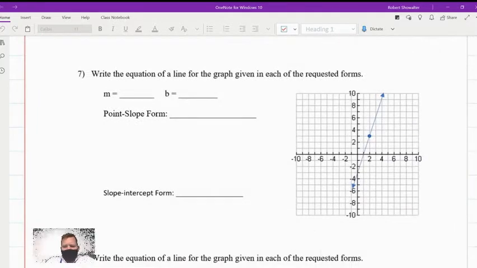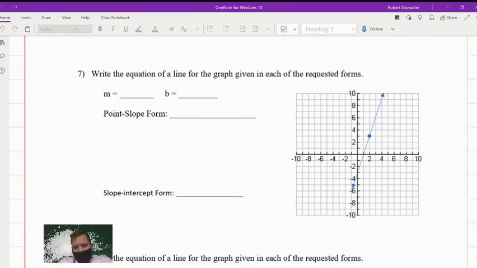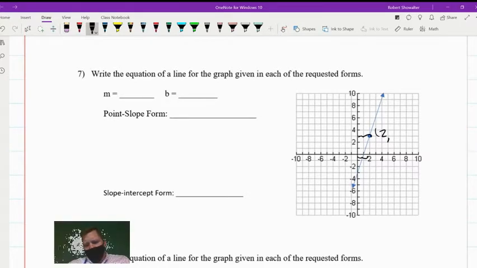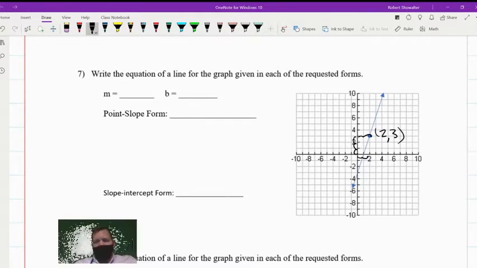But the situation is we currently don't have any points written down and we don't have any slopes written down. We're not given them, but we have the graph. So we're going to look at the graph and find this information from the graph. Right here, we have the x coordinate of 2 and a y coordinate of 3. So we have a point that's shown, (2, 3).